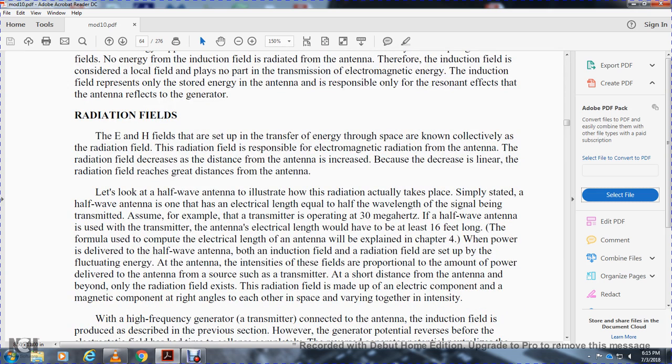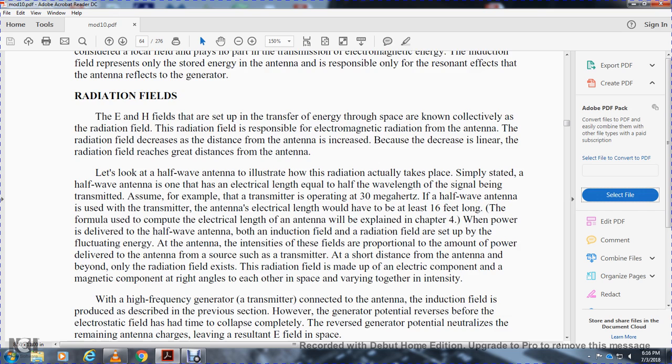Radiation field. The electric and magnetic fields are separated. They transfer energy through space, known collectively as the radiation field. The radiation field responds with electromagnetic radiation from the antenna, but the radiation field decreases with distance from the antenna. It decreases linearly for the radiation field reaching greater distances from the antenna.